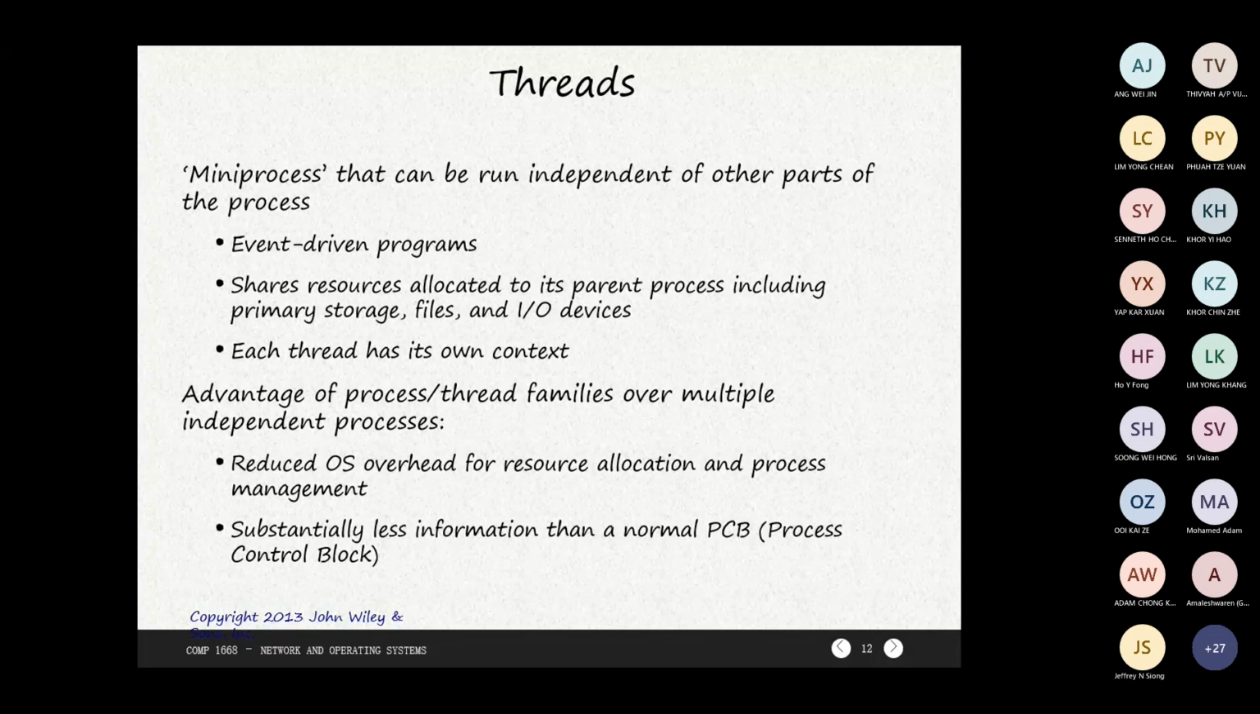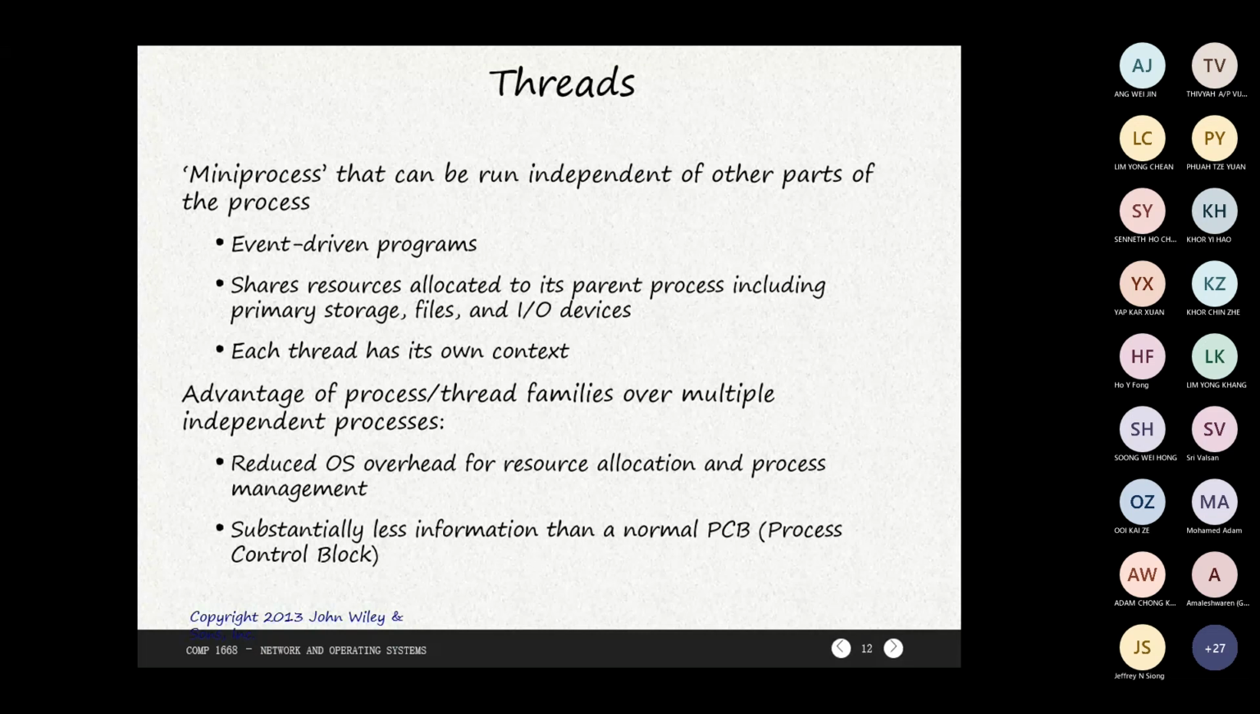It's based on an event-driven program. Sometimes this mini process requires resources allocated to its parent process, including primary storage, files, or I/O devices. It depends on what you are planning to do. Each thread adds its own context. Advantage of thread families over multiple independent processes: reduce OS overhead for resource allocation and process management, and substantially less information than a normal PCB. So it has less information than a normal process control block.